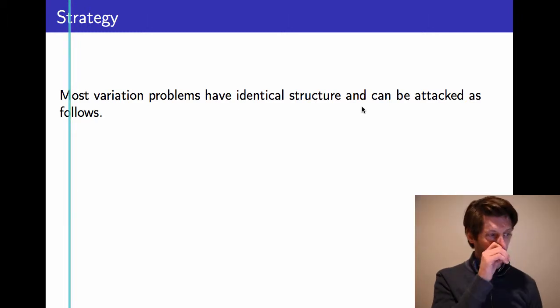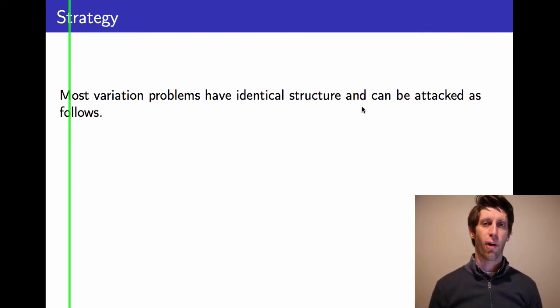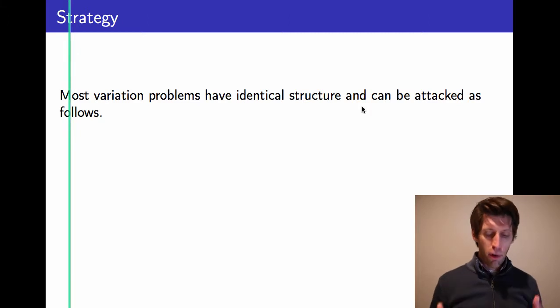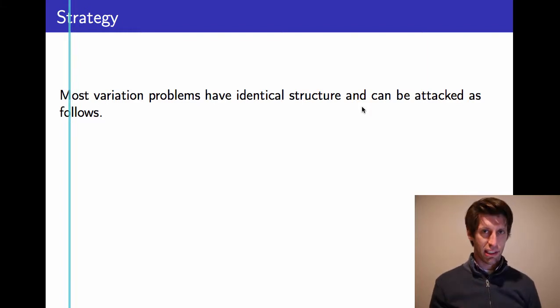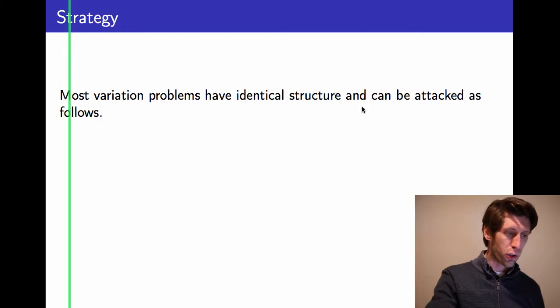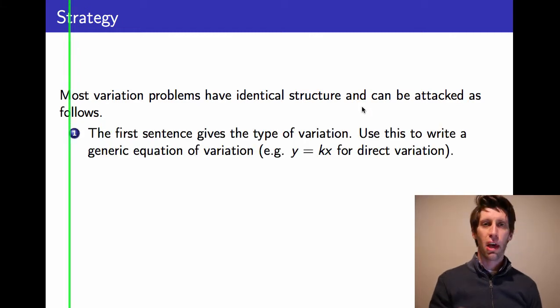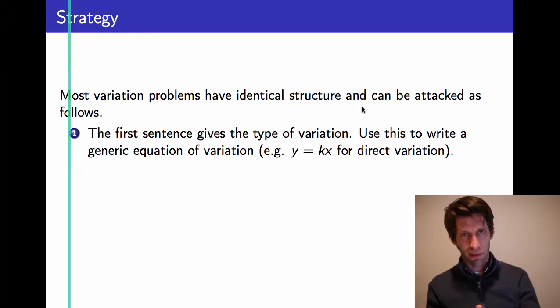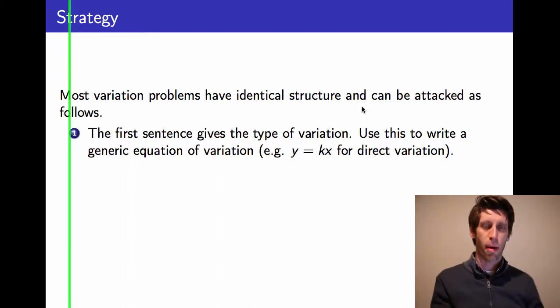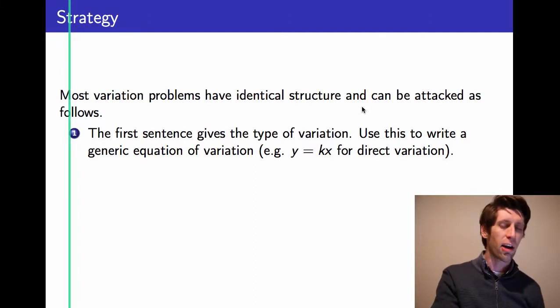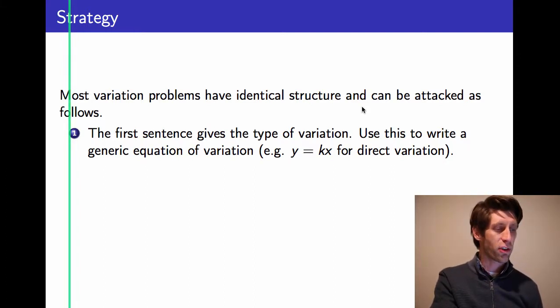So let's take a look at the general strategy for how to attack these problems. Most variation problems that show up in just about any algebra book are sort of comically consistent. They always look the exact same way. The structure is pretty much identical. So the idea is as follows. The first step involves the first sentence of a variation problem, and that sentence always tells you the type of variation that you have. They'll either say you have direct variation or later on inverse variation or maybe joint variation. We'll talk about those later. But they always tell you exactly the type of variation that you have.